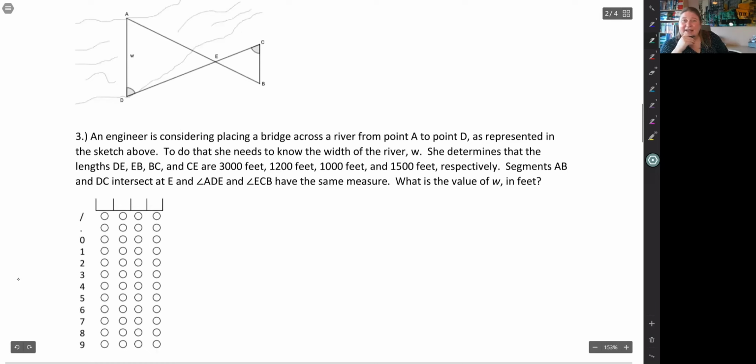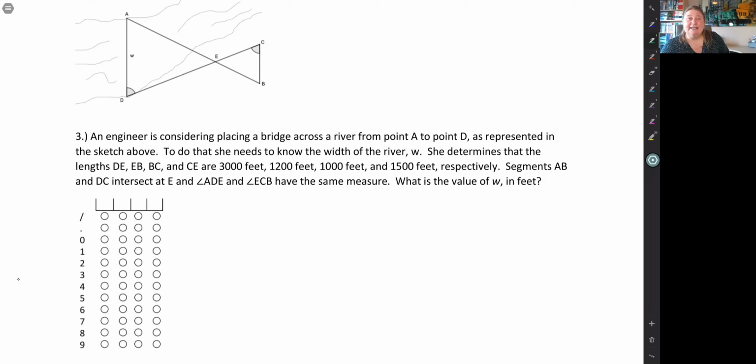All right, question number 3. This is one of those real world questions, or at least real world wannabe questions, where they're trying to show you a way that geometry might be used in life. And this is actually pretty good for a real world question. I apologize for the drawing. This is supposed to be a drawing of a river, and that's terrible artwork, but the math is excellent.